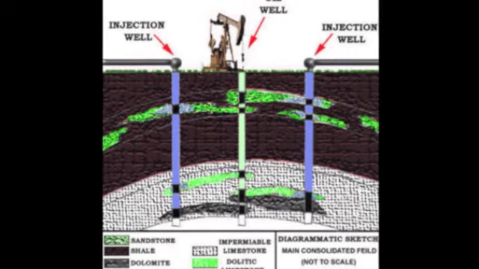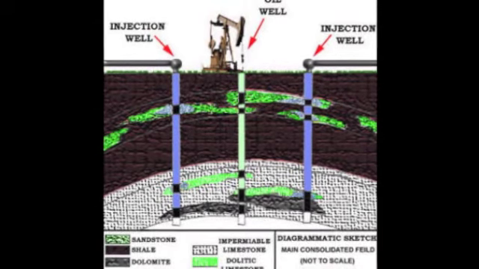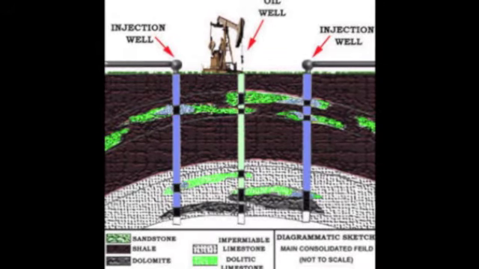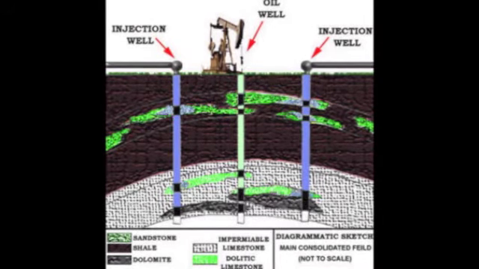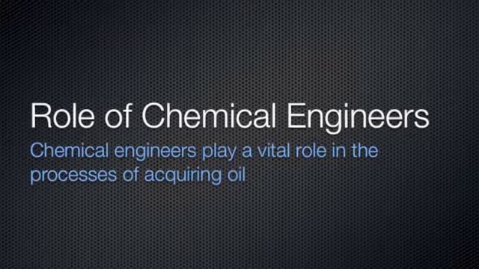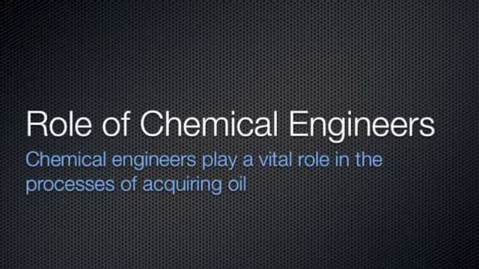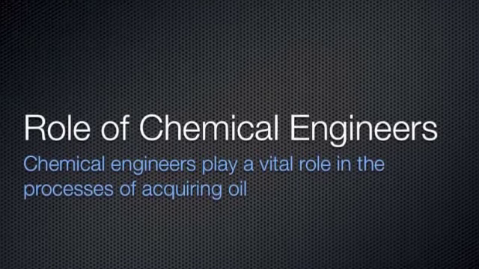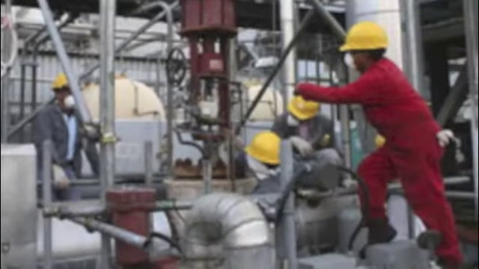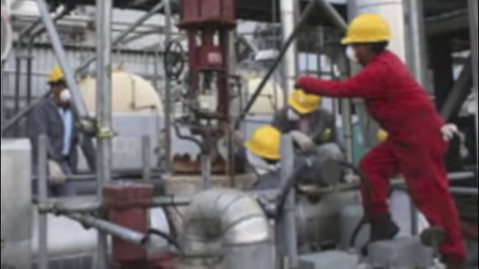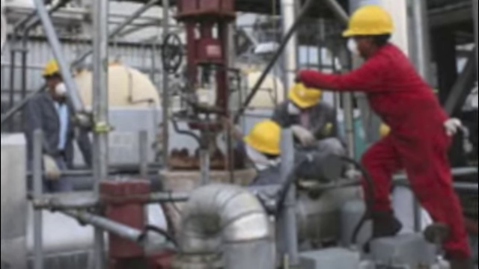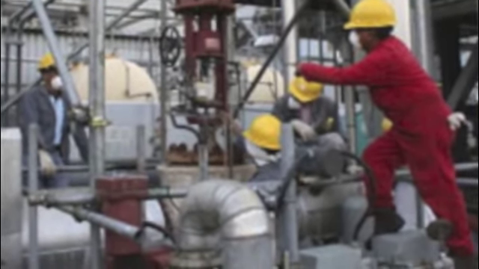Once the oil is obtained, it is sent to refineries where downstream engineers separate and refine the oil into usable petroleum. The role of chemical engineers. Chemical engineering fundamentals such as fluid mechanics, thermodynamics, and heat transfer are necessary in order to extract oil or natural gas more efficiently in areas such as steam and polymer floods.